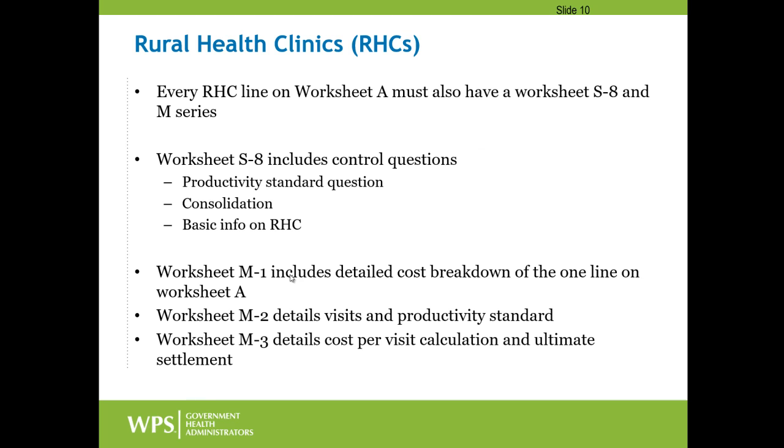So as far as the M series, M-1 resembles worksheet A on the hospital cost report. It's the working trial balance, but specifically M-1 is just the RHC, so it breaks down the detail of what was on the worksheet A RHC line. Worksheet A is just a roll-up of the entire RHC costs. M-1 breaks it down into various types of RHC costs. M-2, we talked about that. That details the visits and productivity standard. And then, of course, M-3, we talked about dealing with the cost per visit calculation and the final settlement.